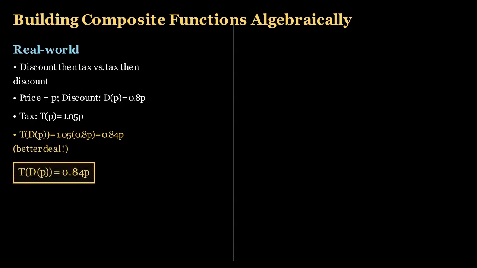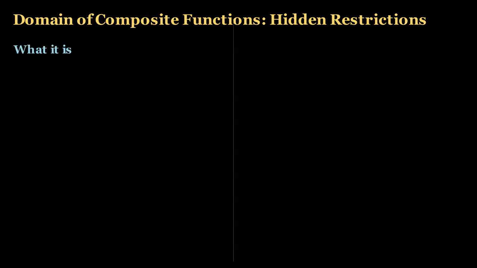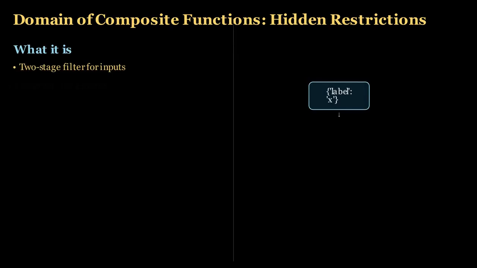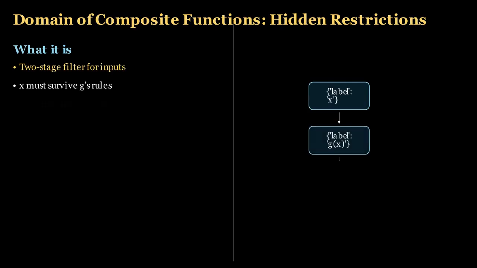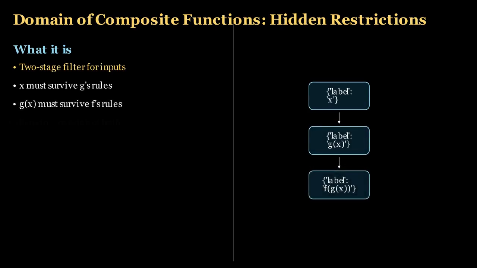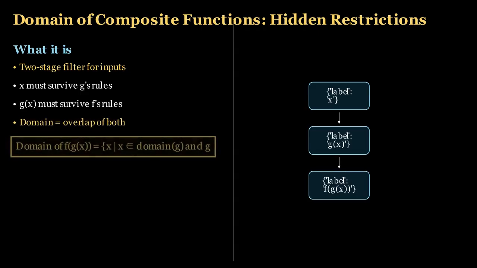When we build a composite function f of g of x, we feed x into the inner function g first, then take that output and feed it into the outer function f. The domain of the composite is not just the domain of the final simplified formula. It is the set of all x that can successfully travel through both machines without breaking any rules.